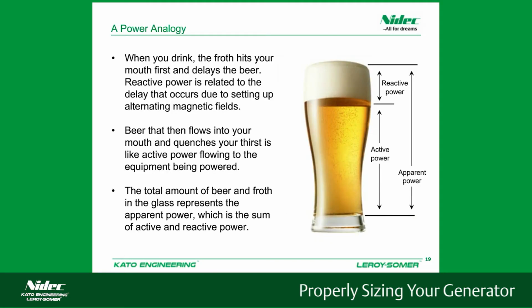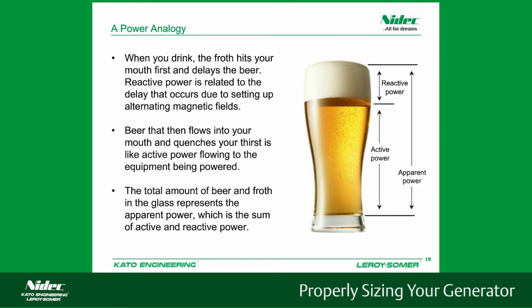Another way to think of this is when you drink a beer, you have the froth that hits your mouth first and delays the beer. The reactive power is similar to that delay, setting up the magnetic fields. The beer that flows into your mouth and quenches your thirst is like the active power. It's what you're actually getting out of your beer. The total amount of the beer and the froth in the glass represents the apparent power, which is the sum of the active and the reactive.